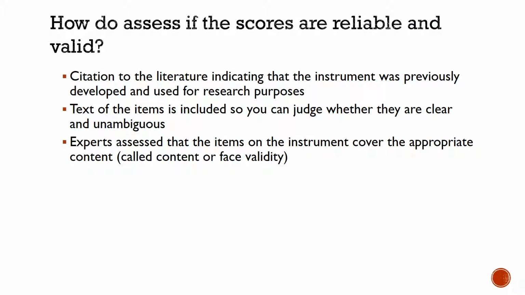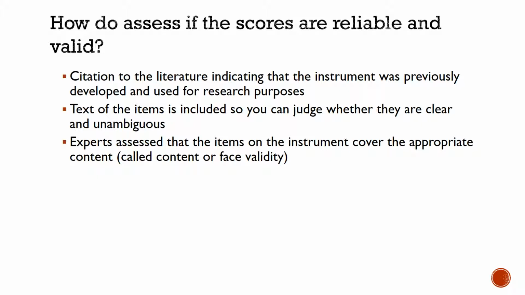So how do we assess if the scores that are reported in a research report are reliable and valid? Well, the most accessible cues to us as the readers is to see what the researchers actually report. Ideally, they should cite the literature showing that the instrument has been used for research purposes in the past and was found to be reliable and valid then. If they've developed their own instrument, they should report on how the test was developed and how they have assessed things like the convergent and divergent validity.